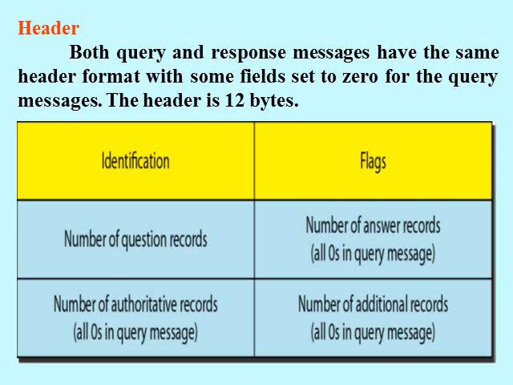The next field is the number of question records. According to the name of this field, it holds the number of questions or queries asked by the client. That's why the name of this field is called number of question records. Whatever questions or queries are asked by the client to the server, the record of all these activities must be present in this particular field. The next field is the number of answer records.